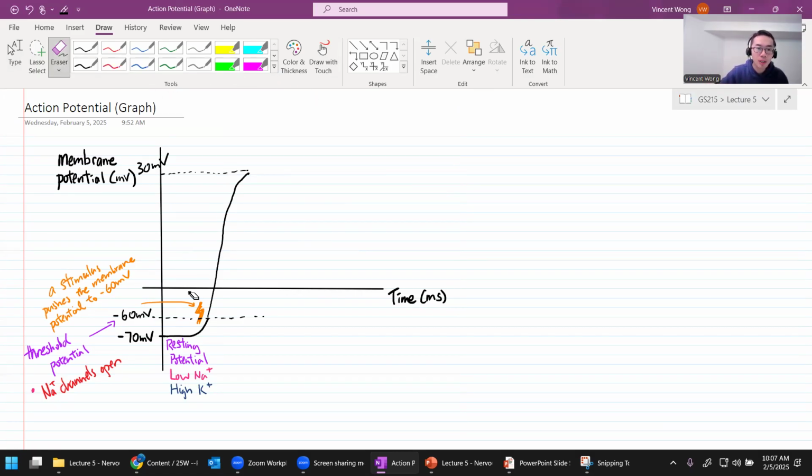Right? So this portion here is caused by sodium coming in. We call that sodium influx. And it causes your membrane potential to switch from negative to positive. That's right. So we call this depolarization.